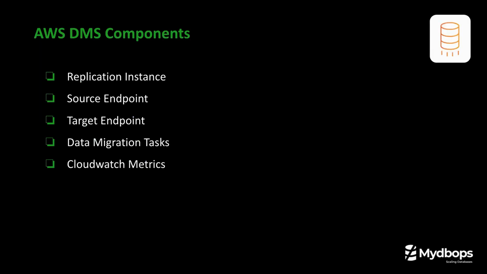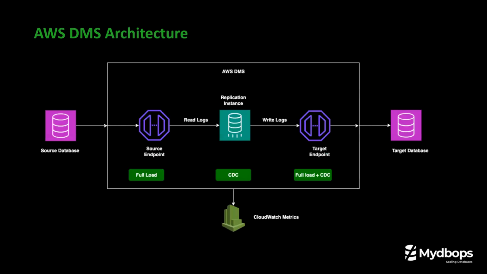Now let's go through each core component of DMS. The replication instance is basically a compute resource which is managed by AWS. It establishes the connection between the source and target database. The replication instance reads the logs from the source endpoint, converts the data into CSV and then writes it into the target database through the target endpoint. Both the source and target endpoints denote the source database and the target database.